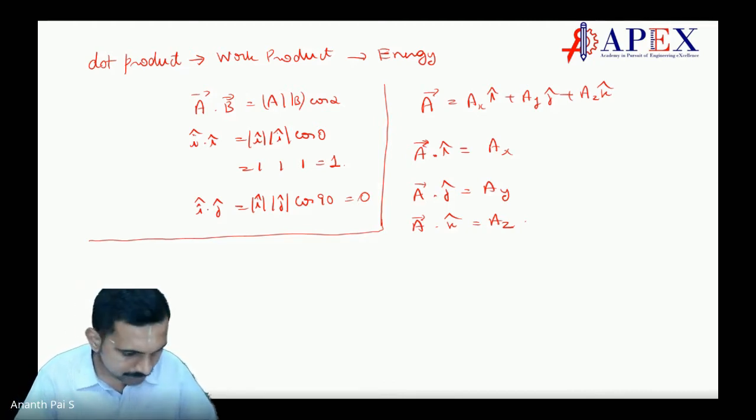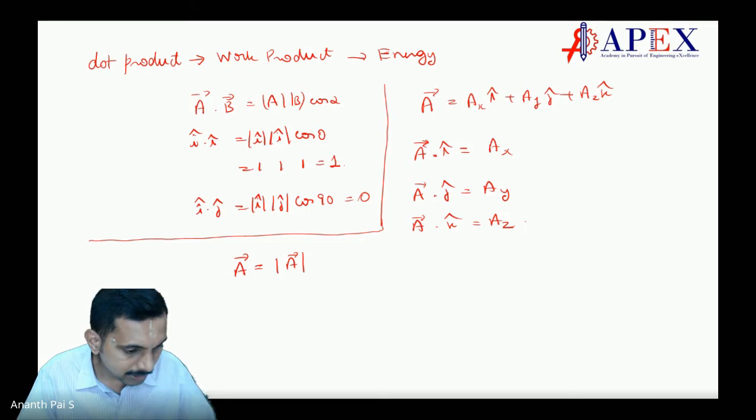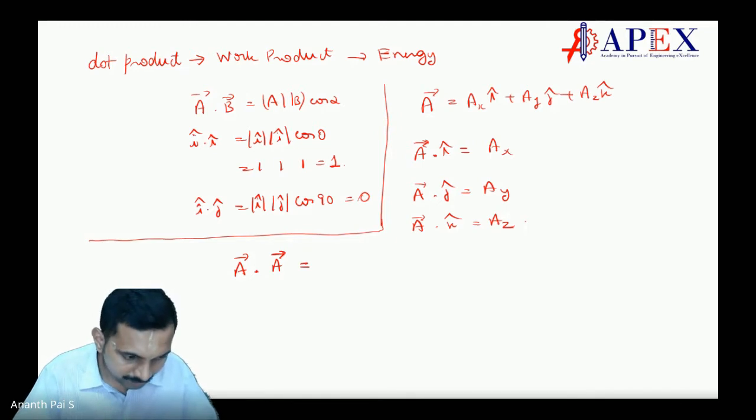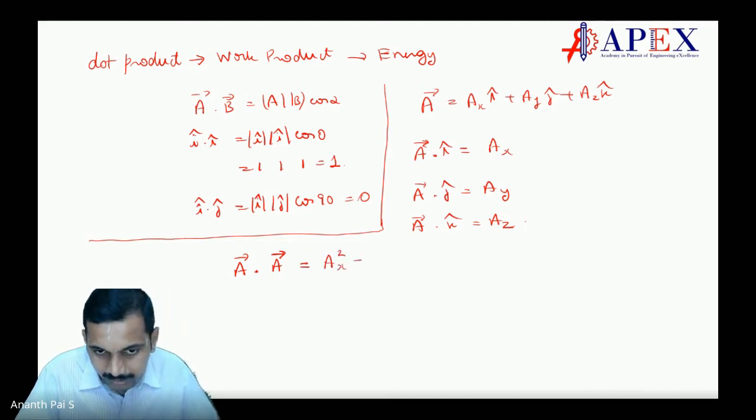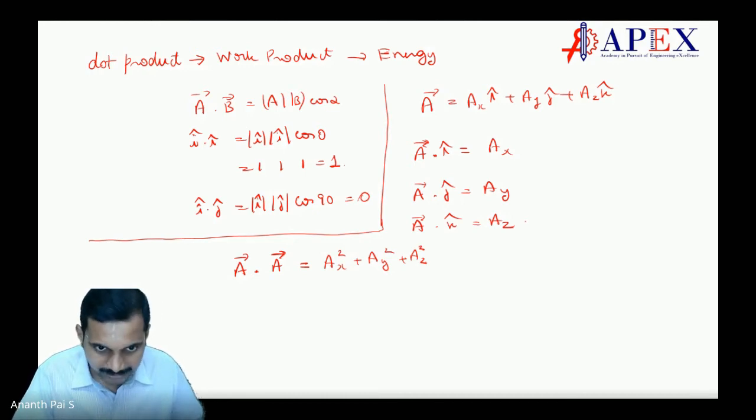Also, we can say like this. Another point: if you consider a vector A, magnitude of vector A. Okay, let me go like this. If I have A dotted with A, what is A dotted with A? A dotted with A can be ax square plus ay square plus az square. Make sense? Correct? I hope you get that. Why is it that?